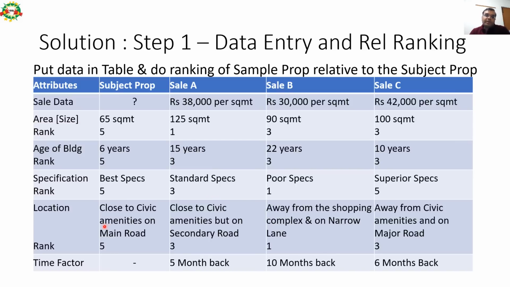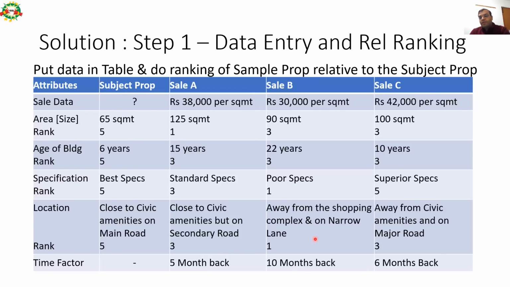Location: the subject property has a good location and is on a main road, so both factors are good, the location is very good, so we can give ranking 5 to this property. However, in the case of property number A, it is close to civic amenities, however it is not on a major road, instead it is on a secondary road, so it is of average location, so a middle ranking can be given, rank 3.